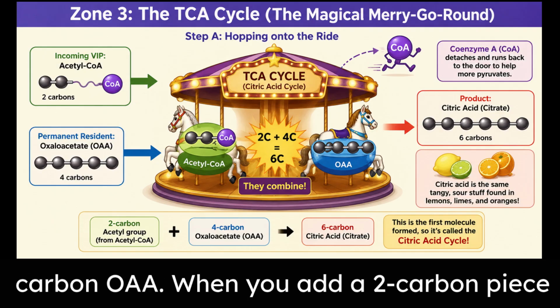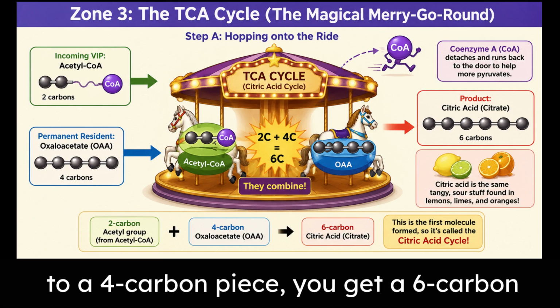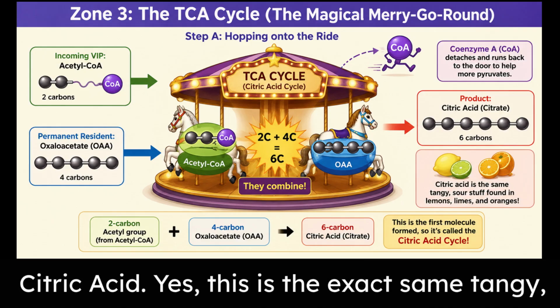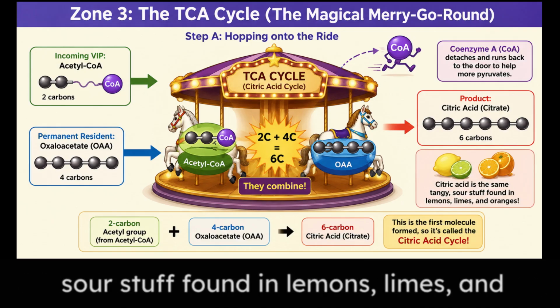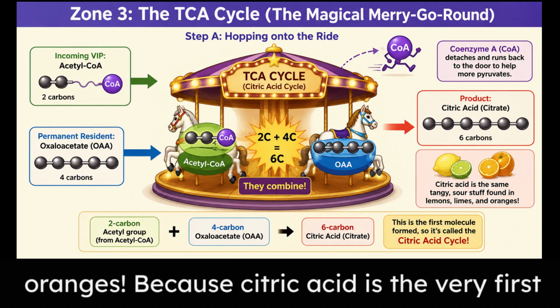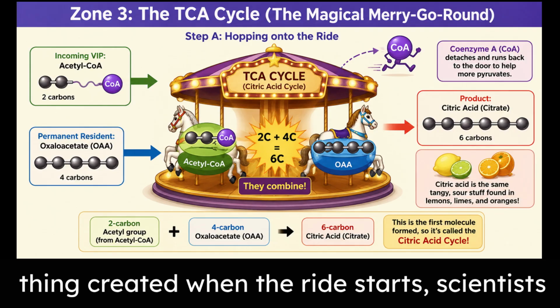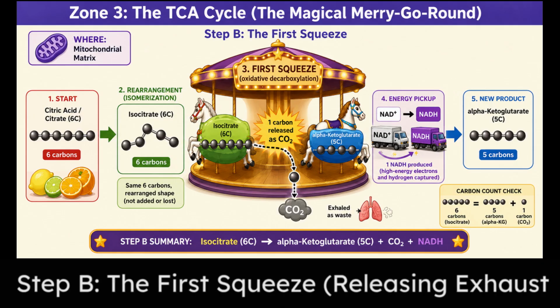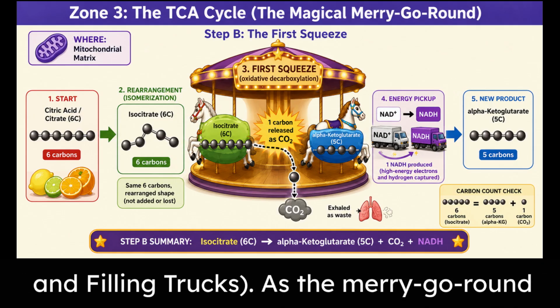When you add a 2-carbon piece to a 4-carbon piece, you get a 6-carbon molecule. This brand new molecule is called citric acid. Yes, this is the exact same tangy, sour stuff found in lemons, limes, and oranges. Because citric acid is the very first thing created when the ride starts, scientists often call this the citric acid cycle.